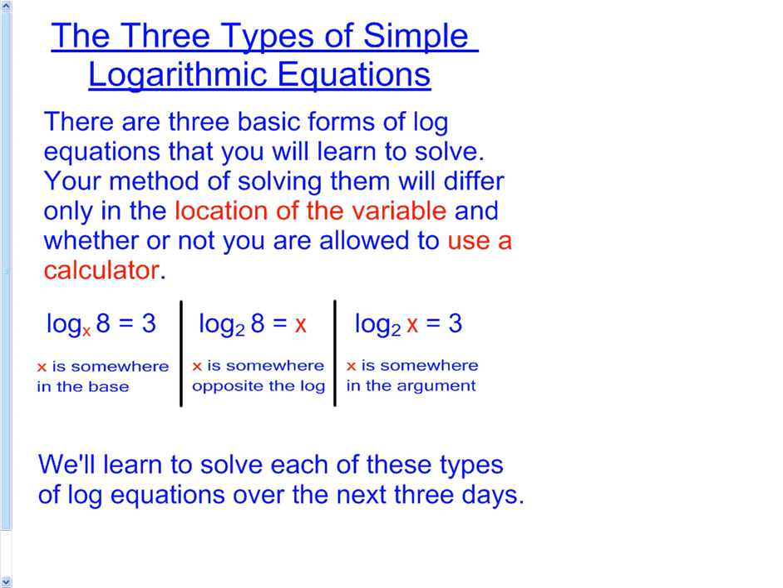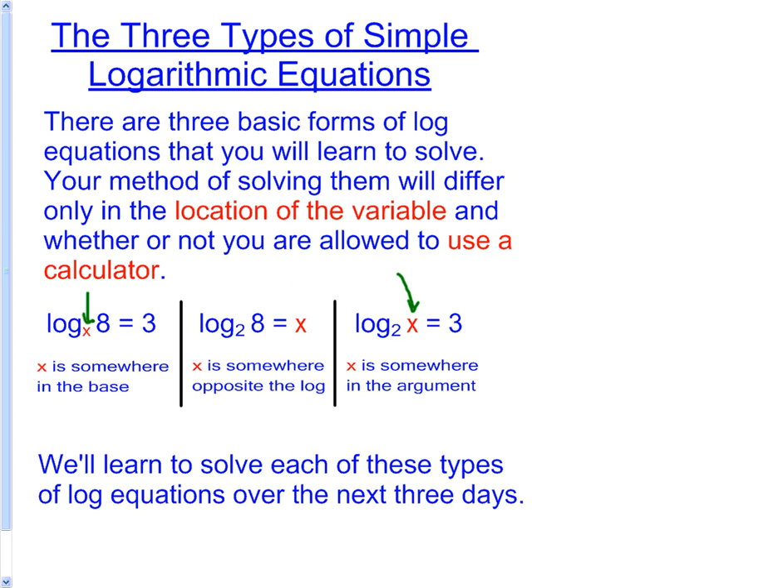The variable is either going to be in this spot. What's that spot called again? The base. Or it's going to be in that spot, which is called the argument. And how about that spot? What's that spot called? Well, in my notes it says somewhere opposite the log, but basically I like to call that the answer or the solution.